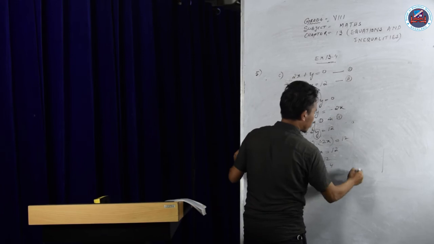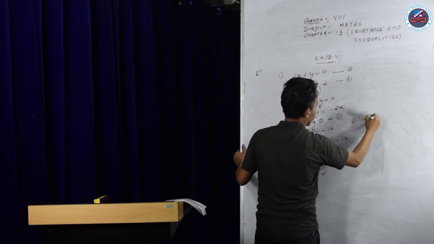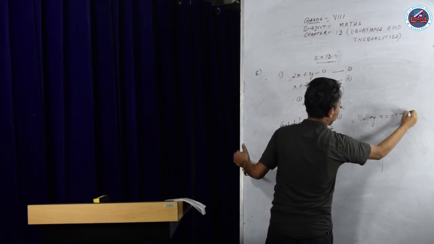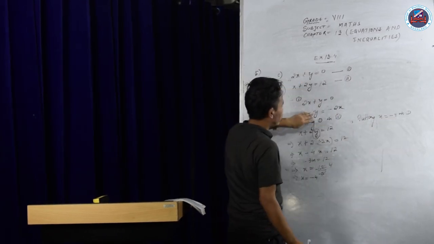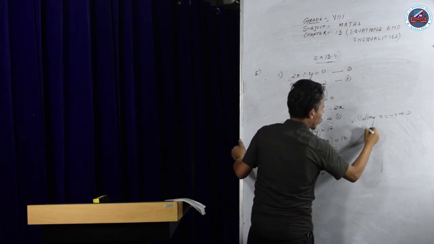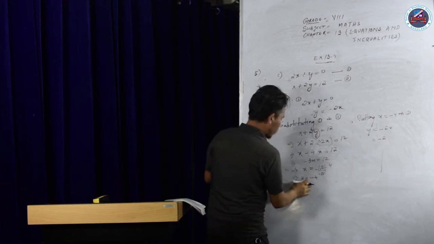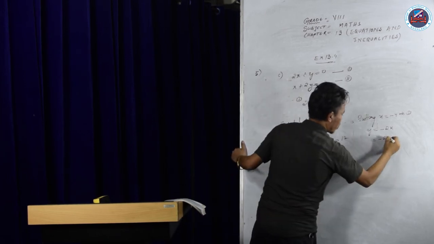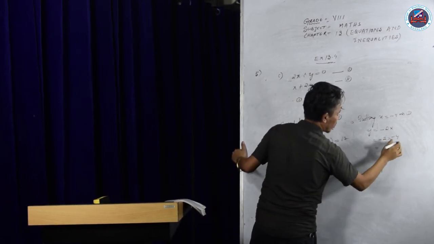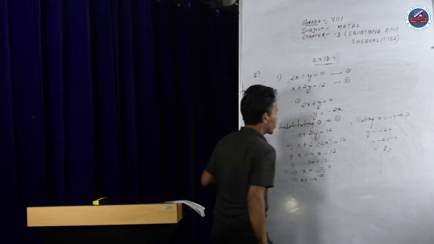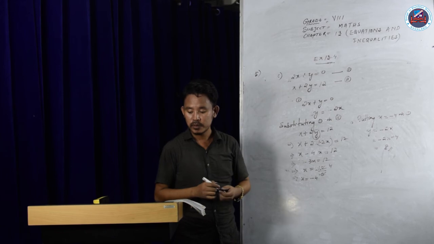Now, putting x equals minus 4 in equation 1. You can put it anywhere, okay? So y equals minus 2x, that is minus 2 into minus 4. 2 fours are 8, minus and minus gives plus. So that's it. That is your 13.4.